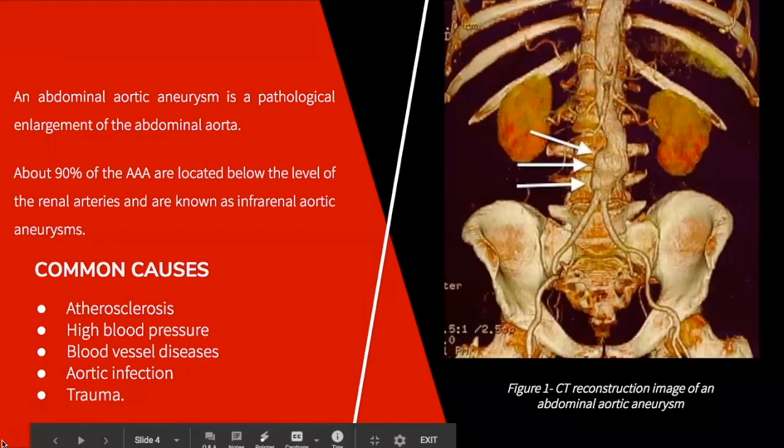Okay, so first of all, an abdominal aortic aneurysm is a pathological enlargement of the abdominal aorta, which we know bifurcates into the right and left common iliac arteries.